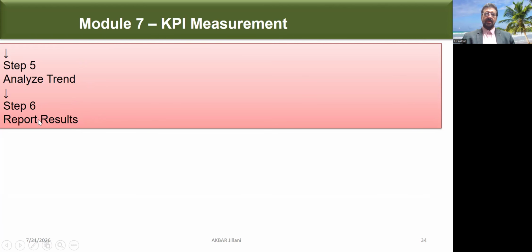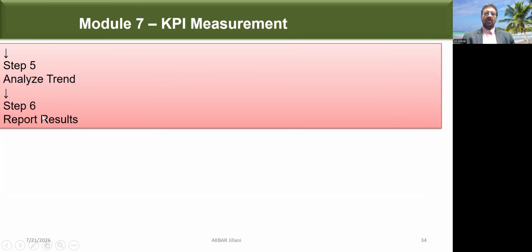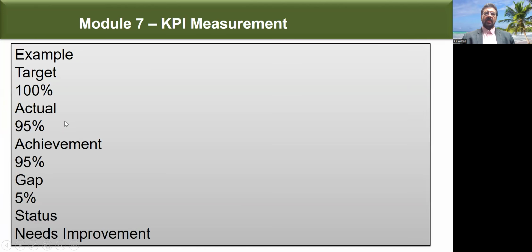Step 6, report results. Example: the target is 100%, but now we have 95% achievement. So the gap is 5%. Status means need improvement. Now we are evaluating or measuring all the KPIs, so this is the evaluation of KPIs.